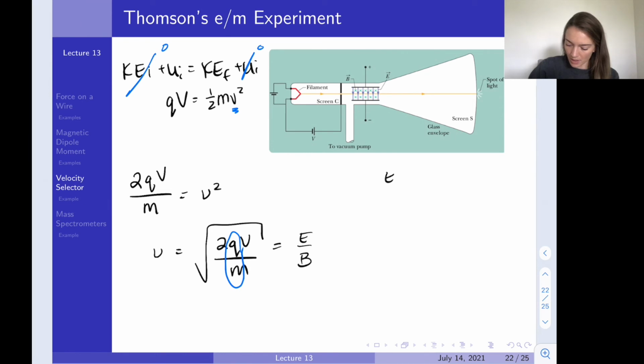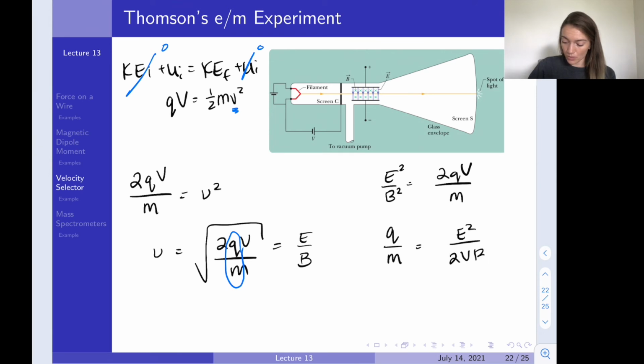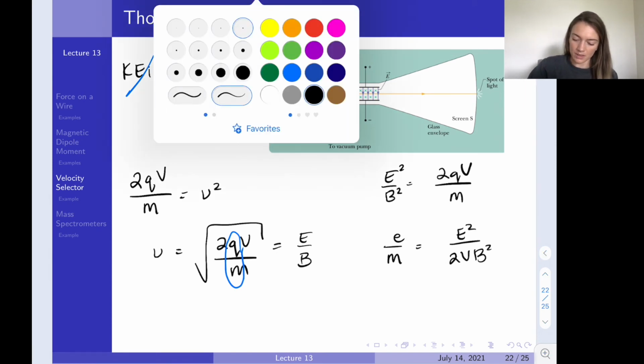So we have E over B is equal to the square root of 2q V, the potential difference, over m. And we can square both sides to get rid of that square root. And now we want to solve and find this ratio by itself. So let's move everything over to the other side. So we have E squared over 2VB squared. And since this is the electron, let's change that to e for the charge of an electron.